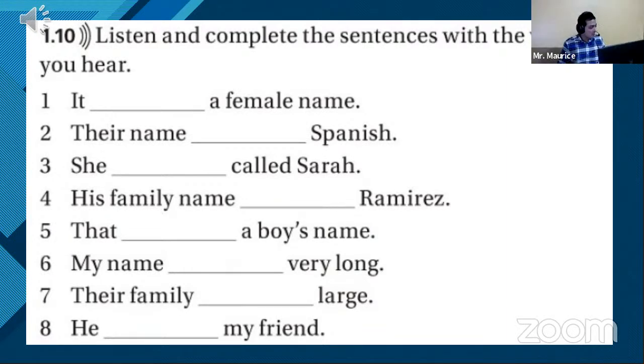Cool. Mr. Omar Briones, good morning, sir. How are you today? Good morning, teacher. Very good. Okay, that's fantastic, dear. Okay, please, number 5 and number 6, please. Doug is a boy's name. Okay, can you repeat again? Doug isn't a boy name. Okay, 6. My name is very long. Interesting. Number 6 for you, was it positive or negative, Mr. Omar?